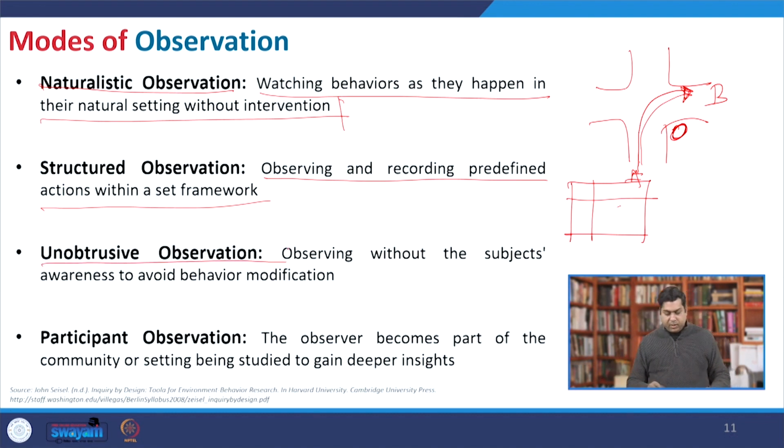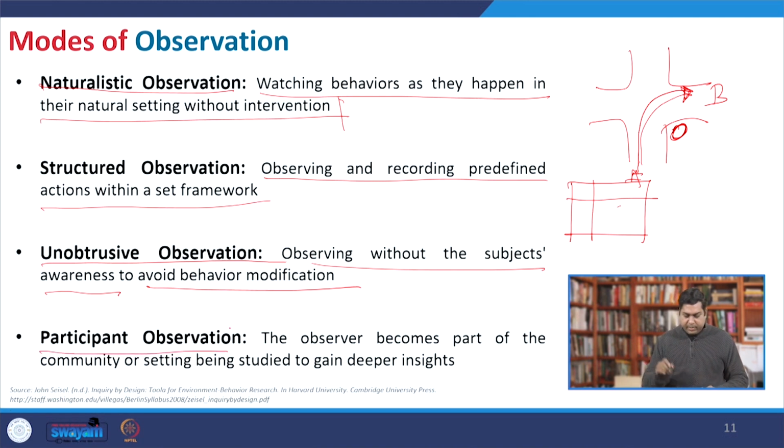Unobtrusive observation, where you observe without the subject's awareness to avoid behavior modification. In that case you don't make your presence explicit or intrusive, so that the subjects or the persons that we are observing cannot make certain changes.